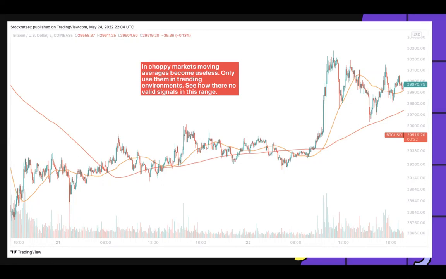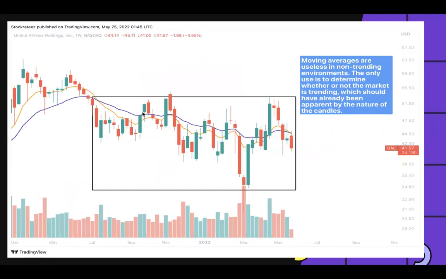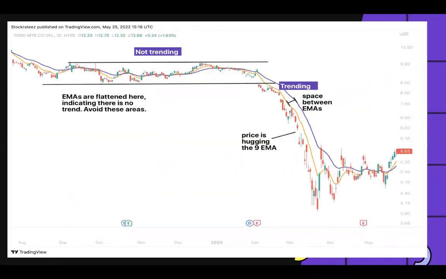So you can actually view moving averages to see when price is trending and when it's not. So here, look how the moving averages are really choppy. They're giving you all kinds of crazy patterns and shapes. I mean, not that you couldn't see that from this price action, but if you needed to, you could. So they're useless in non-trending environments. Okay, so here, not trending, we're in a range, we're in this box, this rectangle. See how the moving averages are kind of stacked, not really giving you any kind of signal. So they're flattened here, indicating there is no trend. So avoid these areas.